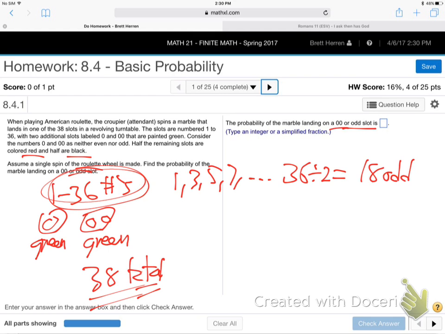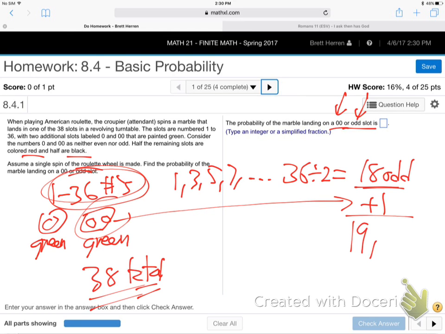With me so far? I'm just saying in the numbers 1 through 36, half of those numbers are even, half of those are odd. So divide by 2, 18 odd numbers, and then they also said the 00 counts as odd. So the 00 would add one more. That's 19 possible. I'm not quite done yet, but does that make sense so far?